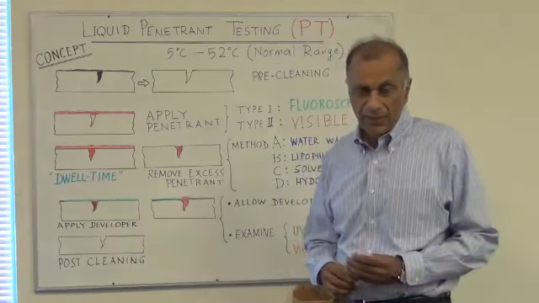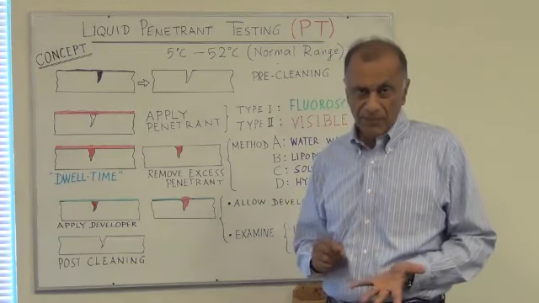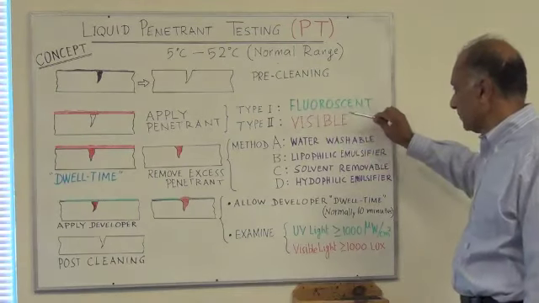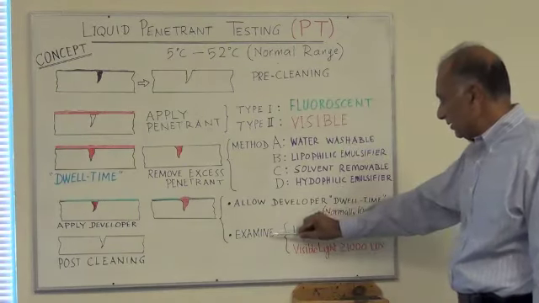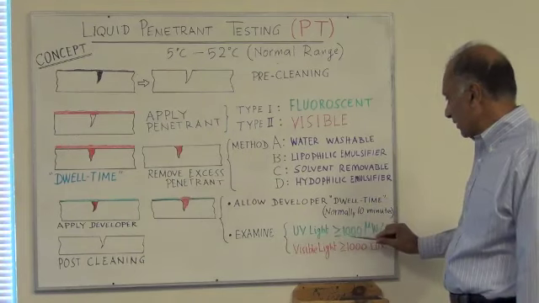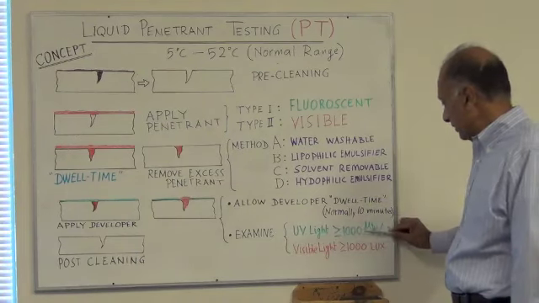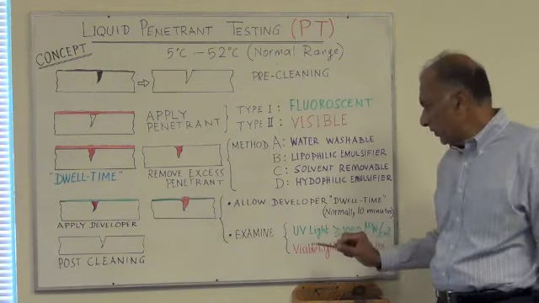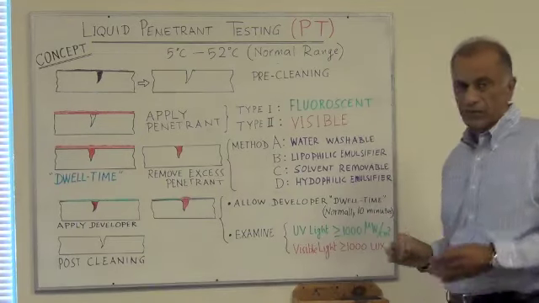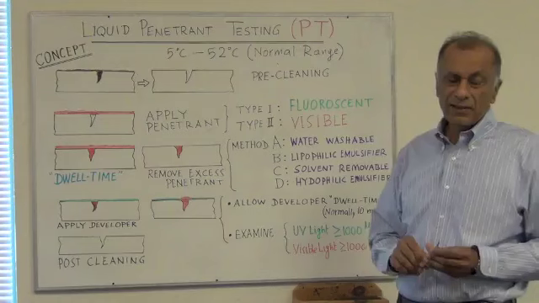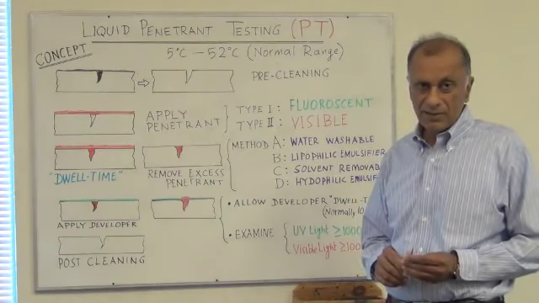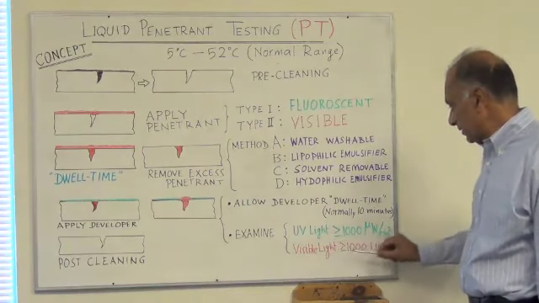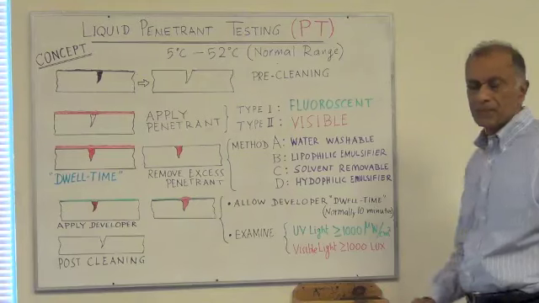The final step is examination of the surface. If we are using a type 1 penetrant, which is fluorescent, then the examination is done under a black light with a minimum light intensity of 1000 microwatt per centimeter square. If we are using a type 2, which is a visible penetrant, then we have to examine under visible light with a minimum light intensity of 1000 lux.